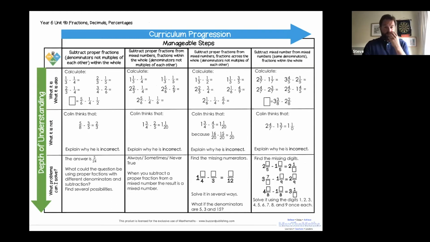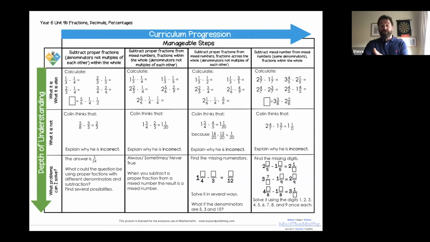You'll see there that the first one, Colin, he thinks that 5/8 take away 3/5 is 2/3 because you take away the tops, you take away the bottoms. Sloppy language. But if we don't expose that and then get the response to say, no, you can't do that because the denominators are not equal, then I don't think the students necessarily do fully understand.